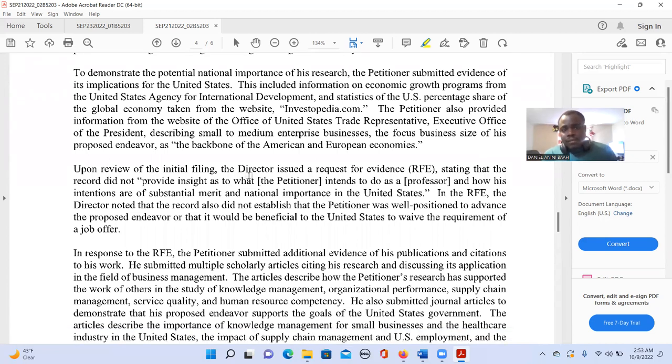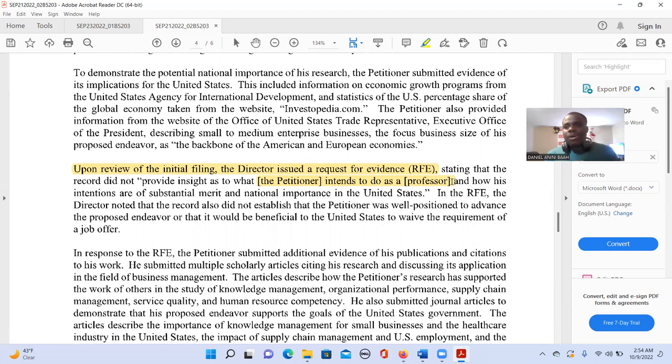Upon review of the initial filing, the director issued a request for evidence. Okay, so after all these things were submitted, the director issued an RFE. And what does the director want? Stating that the record did not provide insight as to what the petitioner intends to do as a professor. Okay, this is where the problem is coming from. What the petitioner intends to do as a professor.